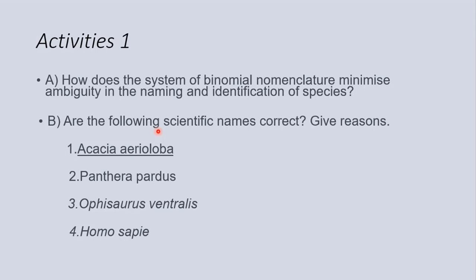And the third one is actually correct. And the fourth one is not correct, because for Homo sapiens they did not put the N. It actually was not written fully correct. So the spelling is wrong.